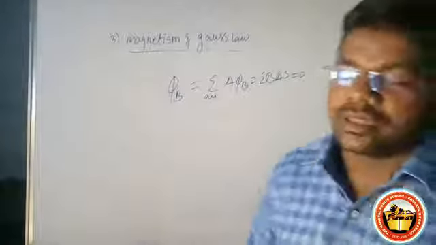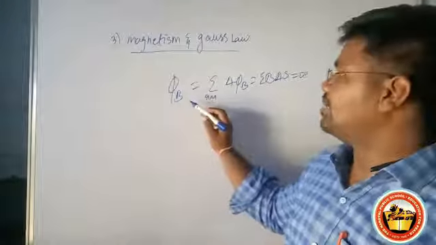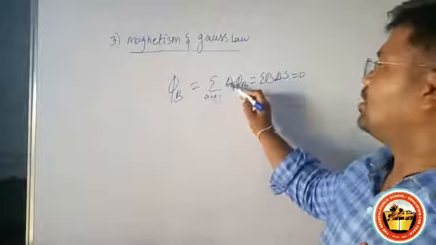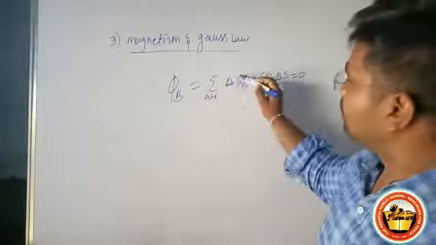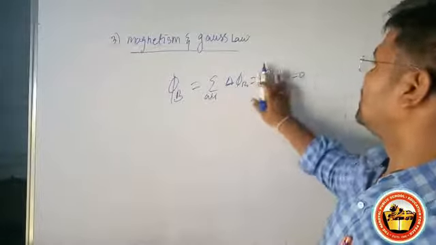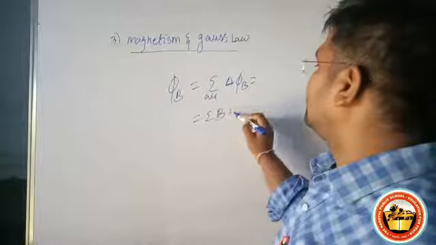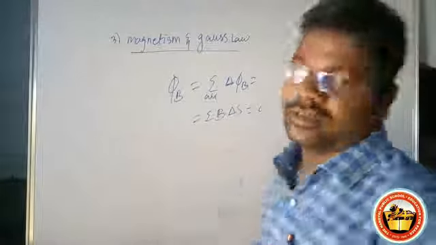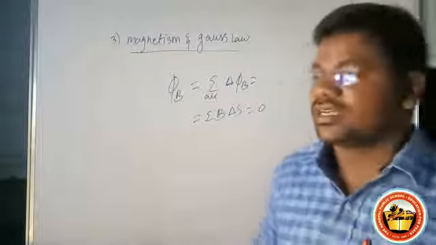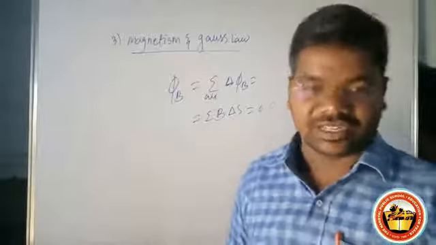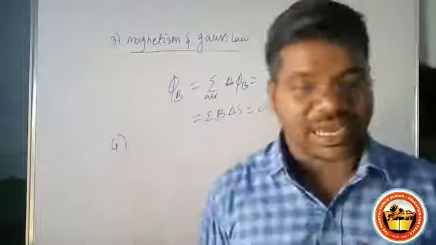Gauss law. The net magnetic flux through any closed surface is always 0. Okay, so phi B is equal to sigma of delta phi B, which is equal to sigma of B into delta S, equal to 0. Okay, understand? Like Gauss law of electricity.